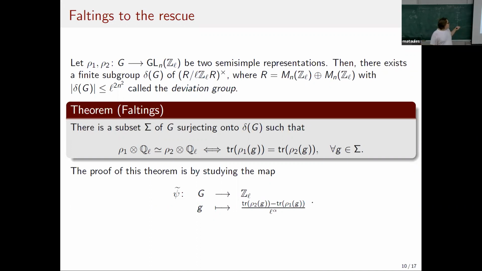Also, I have to remind that the proof of Faltings uses this map, and the idea is to show that the subtraction of the traces is 0. Somehow, when you take an element of the deviation group, it maps into 0. So basically you are comparing traces again. It's just all the traces.